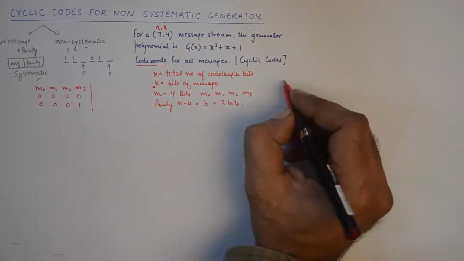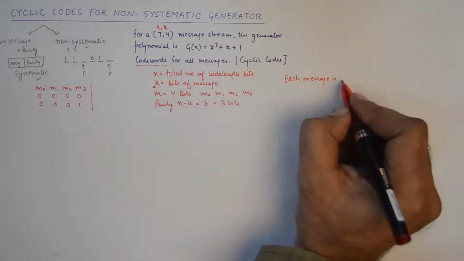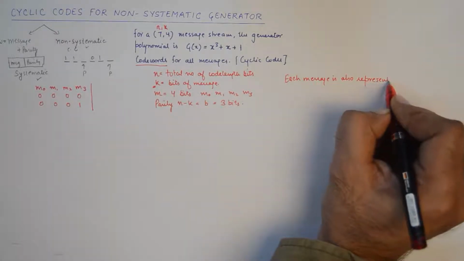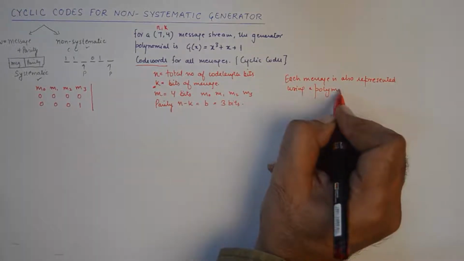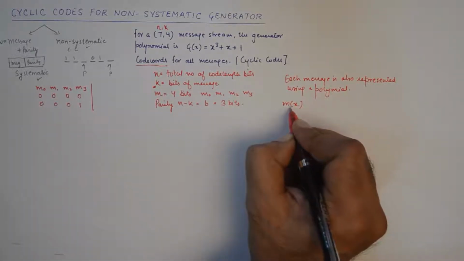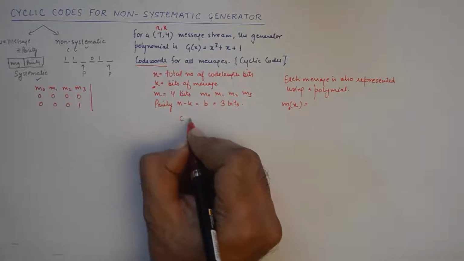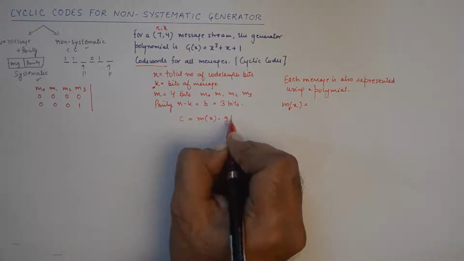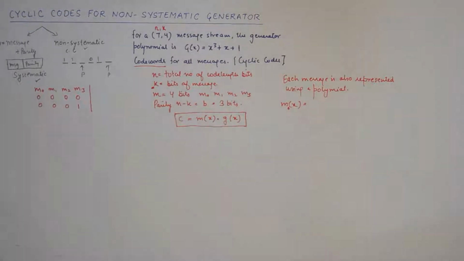Please understand that each message is also represented using a polynomial. And once you are able to write down the message polynomial, then it becomes a whole lot easier to find the code word, because the final code word becomes message polynomial into the generator polynomial. So this is the thing that we would want to achieve. Now, how do you find the message polynomial?